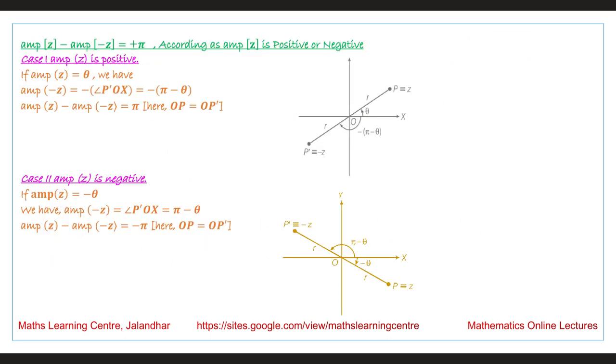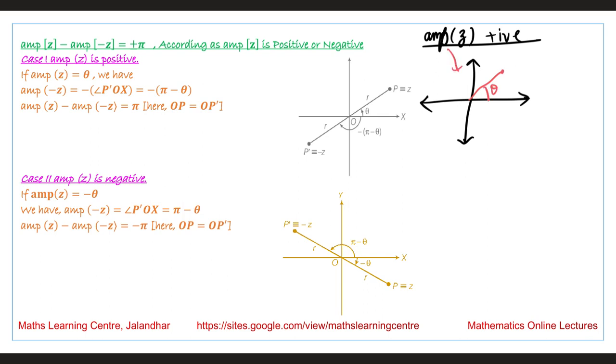Now, the next result we have is that amplitude of z minus amplitude of minus z is equal to plus or minus pi. So, we are going to discuss two cases over here. First is if amplitude of z is positive. Amplitude of z is positive means we are talking about the complex number, it lies in the first quadrant. In this case, we are saying that amplitude of z is positive.